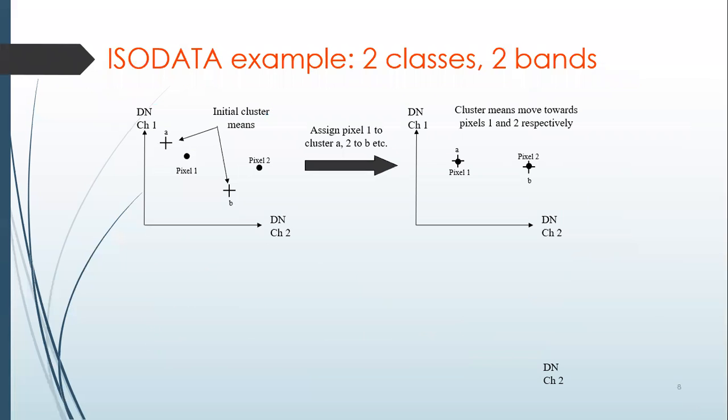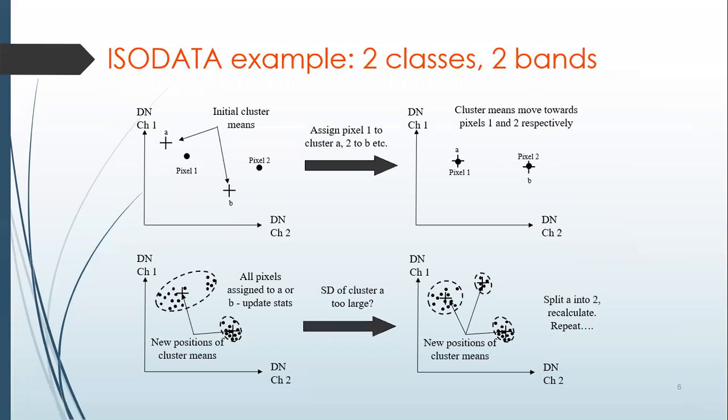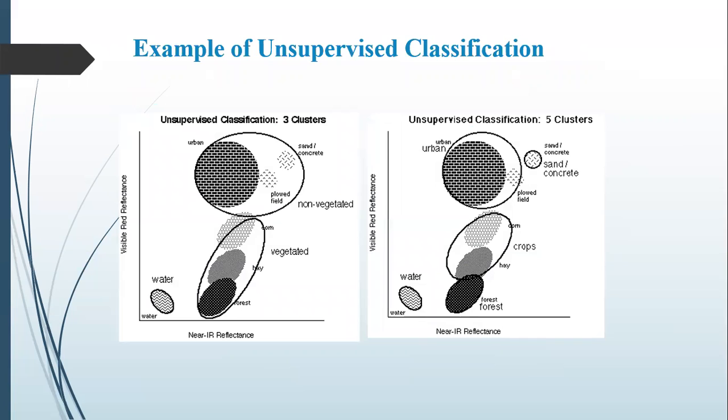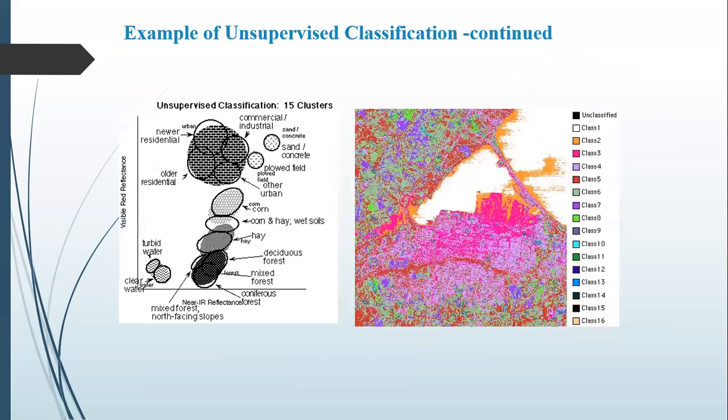ISODATA example. See, I already said, no statistics or mathematics here. This is the way the method works. Right? Example, unsupervised classification, pictorial representation. It is a land use land cover map, with different classes: class 1, class 2. We can change these according to our choice. This name we can change. Right?